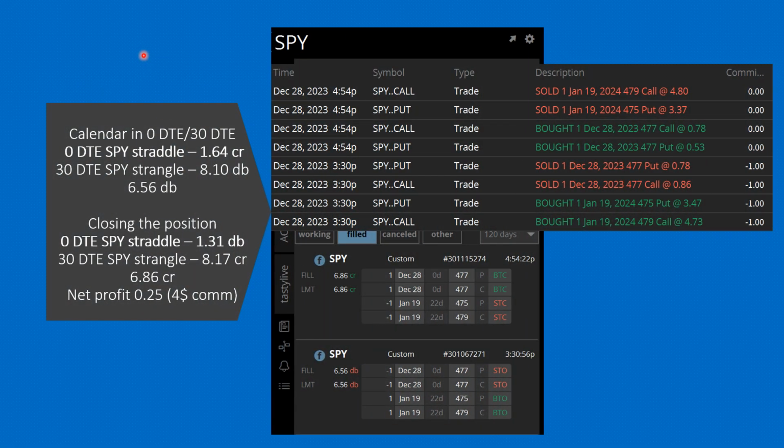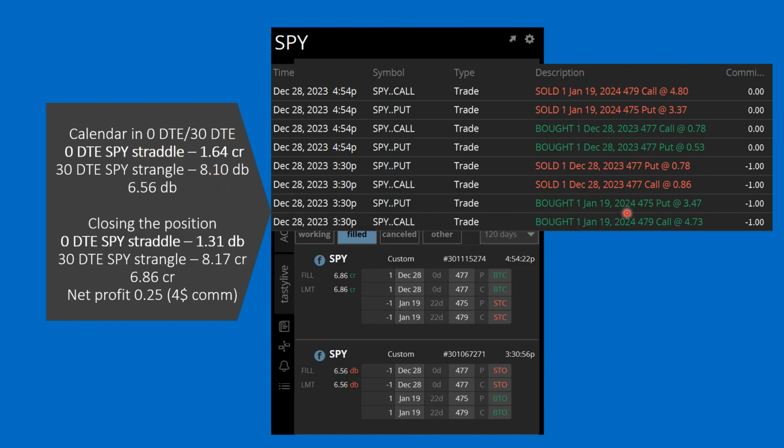So just to repeat, what is a calendar spread strategy? It's nothing else than that you're selling an option at the money and you're buying a kind of out of the money option, but most important is that it's not at the same date. It's called a calendar. So in our example, I sold a 0 DTE straddle on SPY and I bought a 30 days DTE SPY strangle at this price.